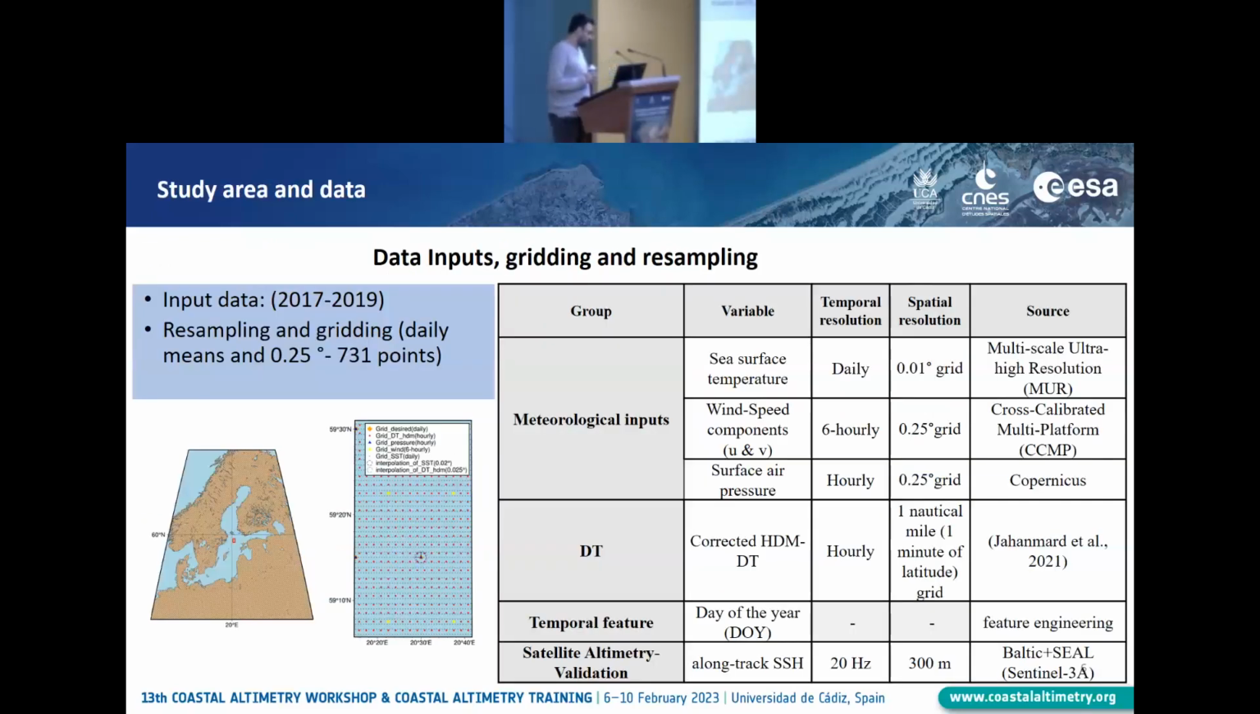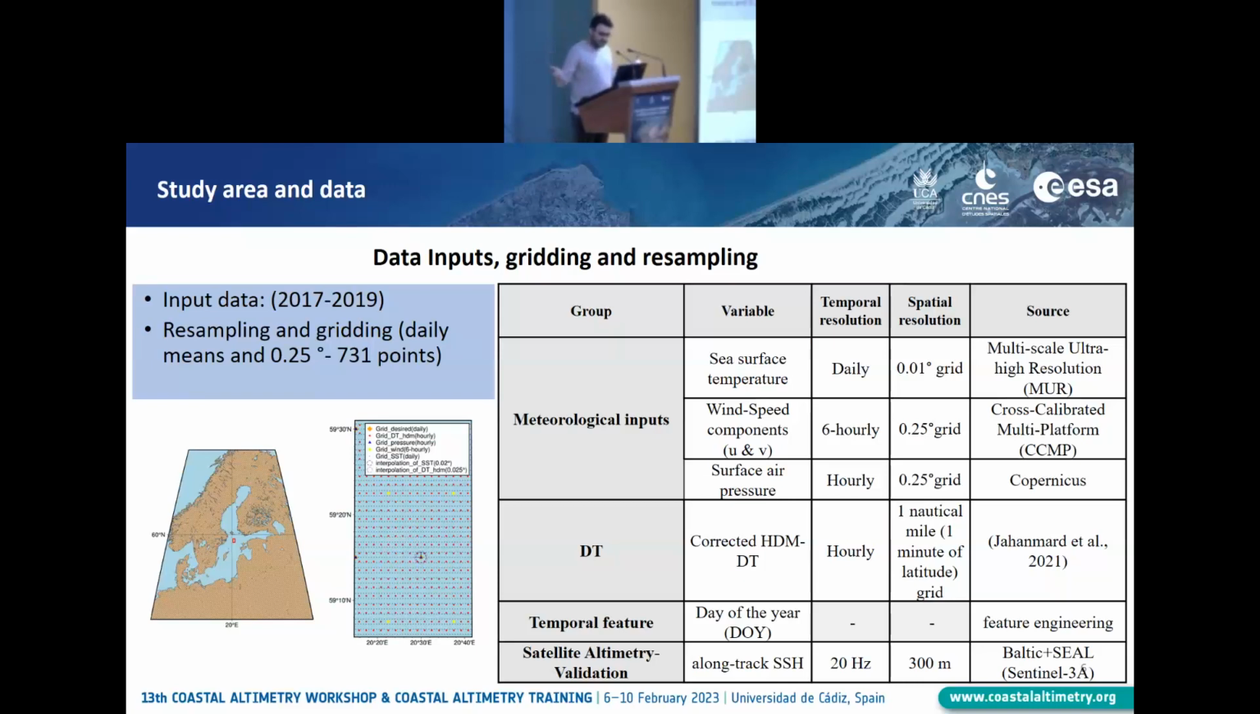The study area is the Baltic Sea region, and the data comes from different sources like sea surface temperature, wind components (zonal and meridional), surface pressure, and also the DT we used from the corrected HTM model. We also add the temporal day-of-the-year feature for seasonality, and finally we validate results by satellite altimetry aligned for SSH with 20 Hertz frequency from the Baltic Sea, Sentinel-3A.